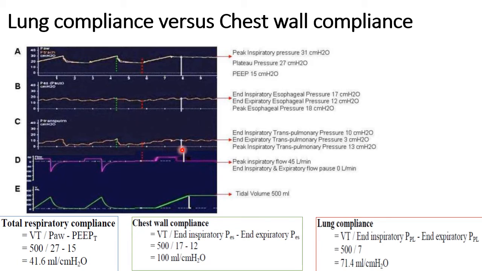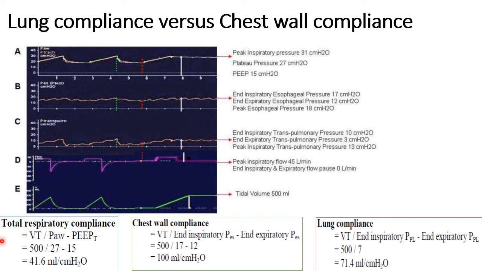In the transpulmonary pressure, the end inspiratory transpulmonary pressure, again that white line, is 10. So this 27 minus 17 equals 10. End expiratory transpulmonary pressure is 3 here, which again is this minus this. And the peak inspiratory transpulmonary pressure is 13, which is the green dots here. Again, the peak minus the peak. The peak inspiratory flow in this example is 45 liters per minute, and the tidal volume was 500. So let's see the calculations.